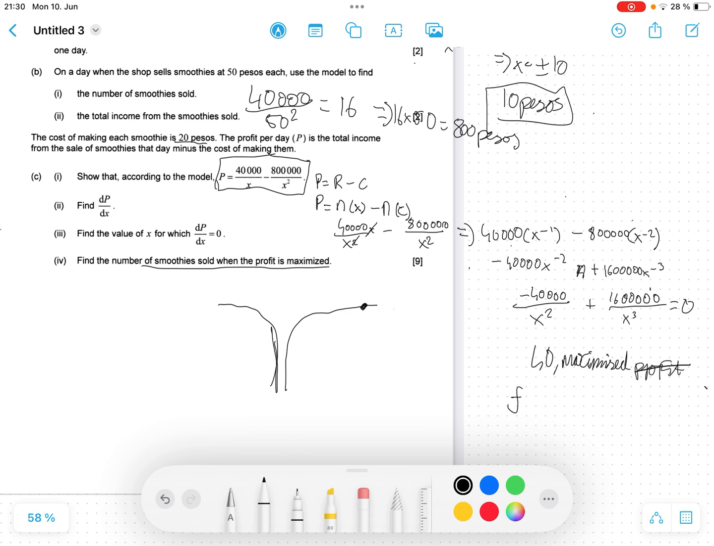So f prime of 40 is equal to 0, and hence 40 smoothies are sold.